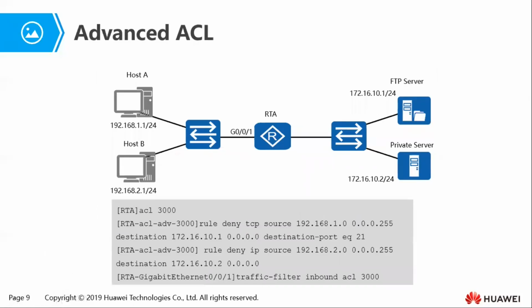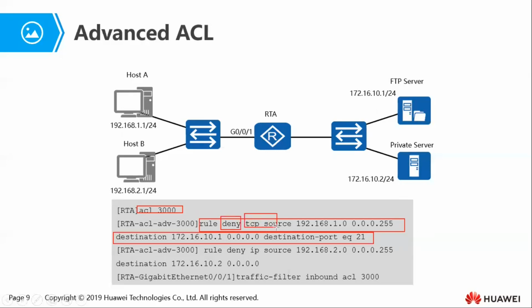Advanced ACL. When you're configuring advanced ACL, remember you can use a number of parameters rather than just the source IP like in basic ACL. You must use a value range between 3000 and 3999. So this time we are using 3000. Then here, this is the same command up to there. So we're just saying that the clause is a deny clause, and we are checking the TCP protocol on the source address.